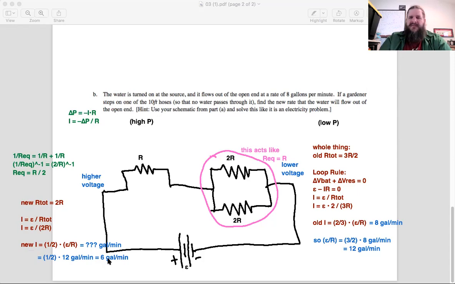Any questions on that? Or any other questions on electrical circuits in general?